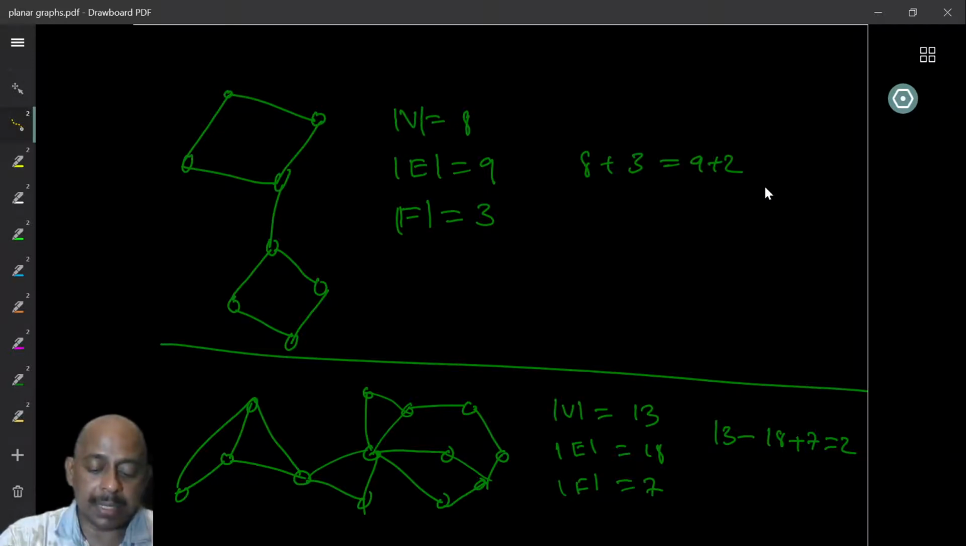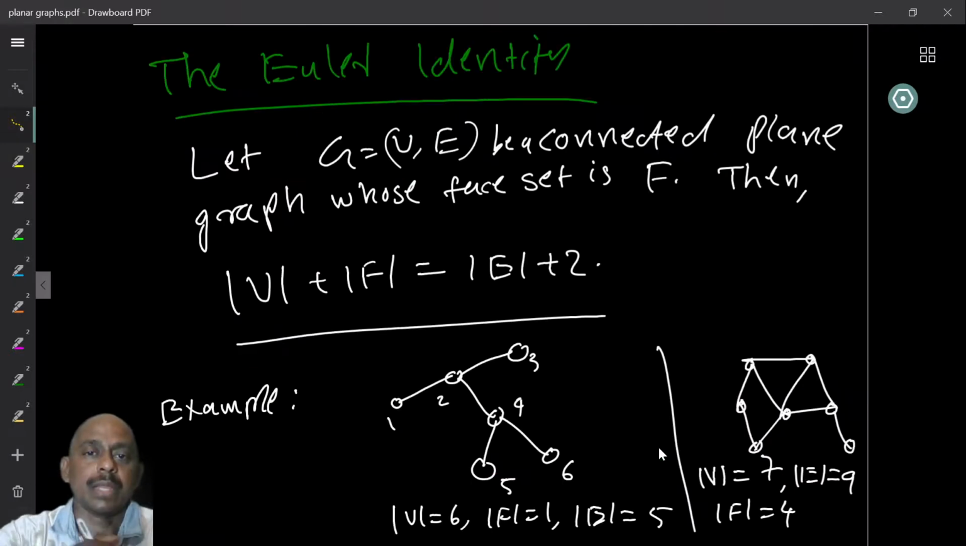Take any other planar graph, for example, the one below. You have 13 vertices, 18 edges, and 7 faces, right? And again, 13 plus 7 is equal to 18 plus 2. So this is easy to see. Now this identity is called Euler's identity because Euler proved this for polyhedra. He observed it and showed this, and it has been generalized to graphs later. And it's called Euler's identity.